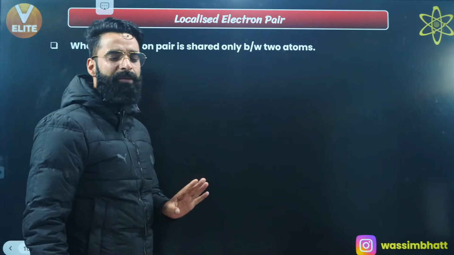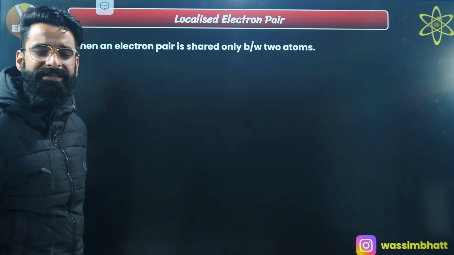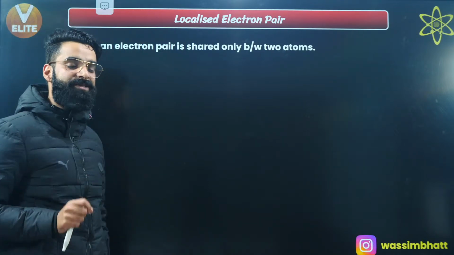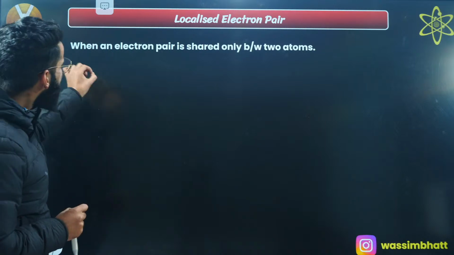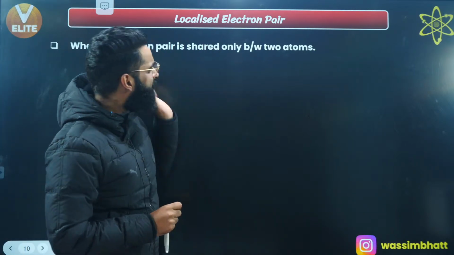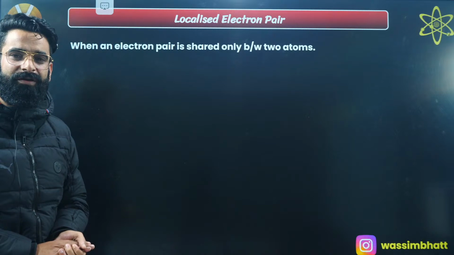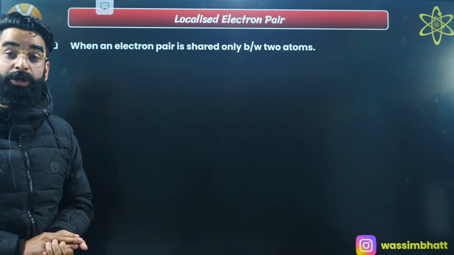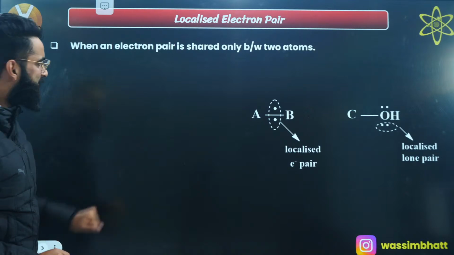Now, let's first of all talk about something called the localized electron pair. What is a localized electron pair all about? Let's understand this. See, I've written a statement over here. When an electron pair is just shared between two atoms, we call that electron pair a localized electron pair. For example, have a look. I've taken two examples right here.